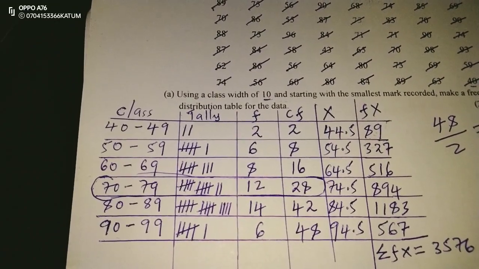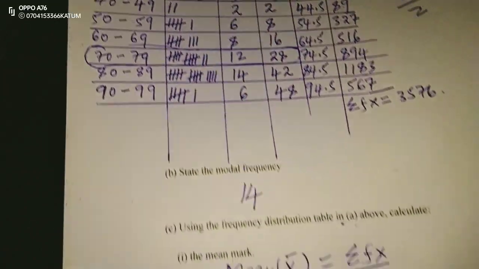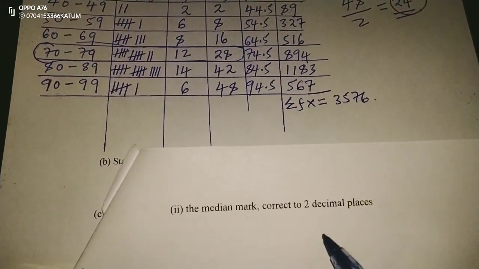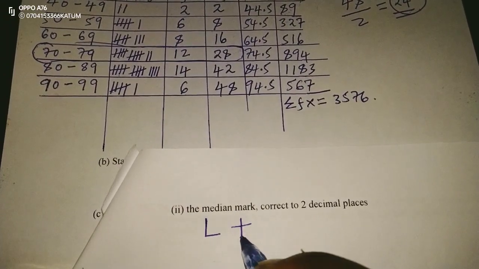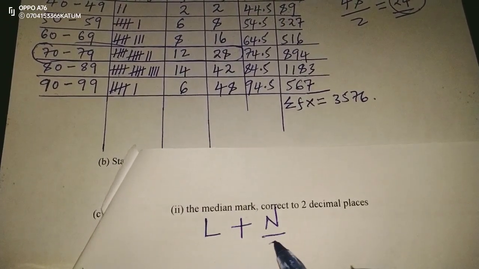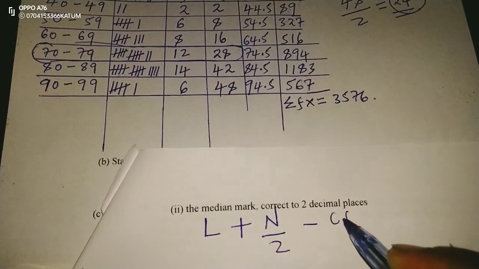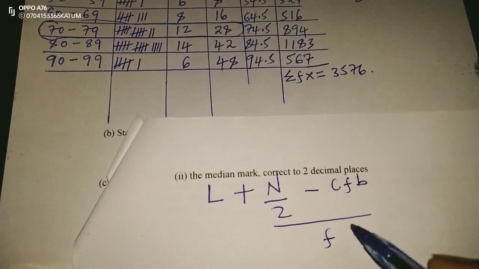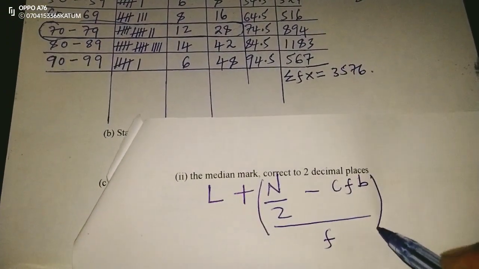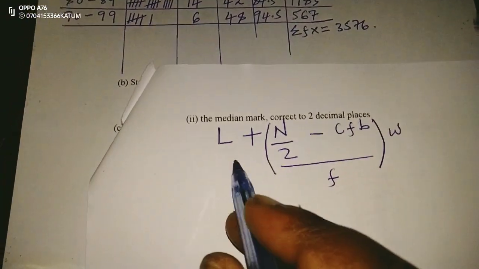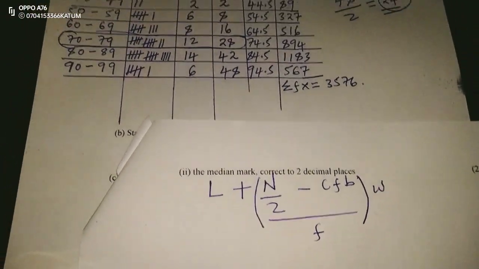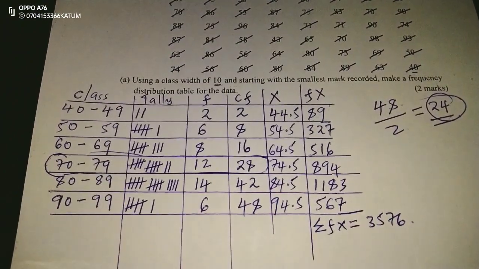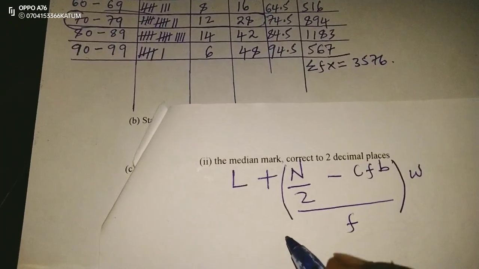Now with the median class, we can get the median, whereby we need the lower class boundary of the median class plus n out of 2 minus cumulative frequency just before the median class, divide by frequency of the median class, then this part is multiplied with the class width. So we're going to have the lower class boundary of the median class, the class containing n over 2, that is 70 to 79. So 69.5 is the lower boundary.